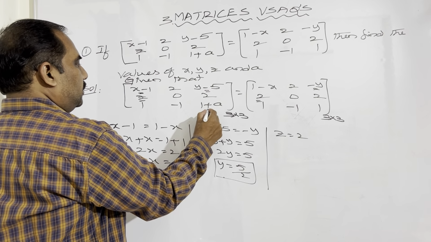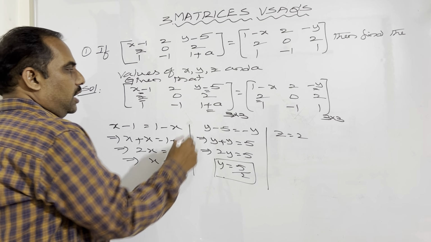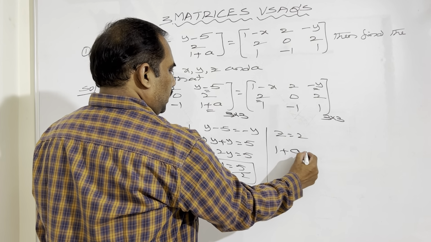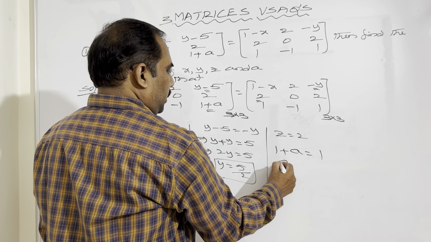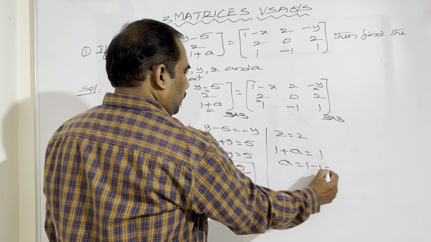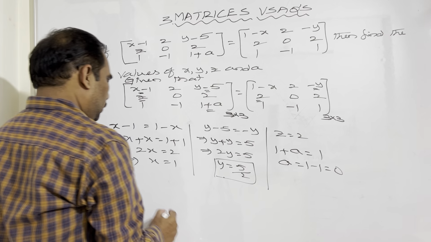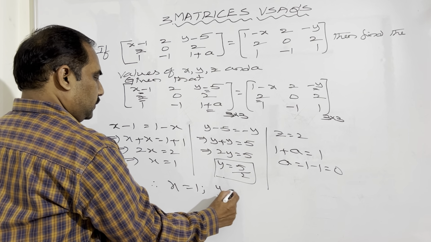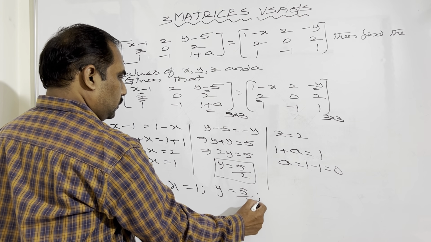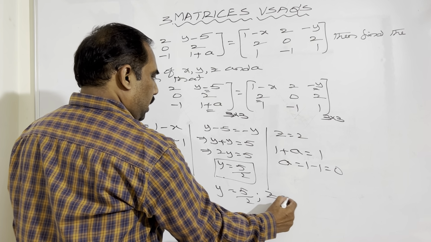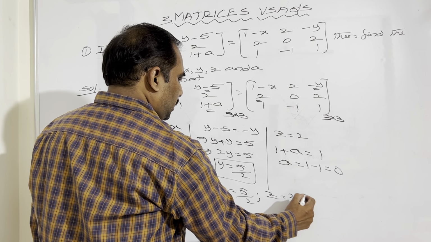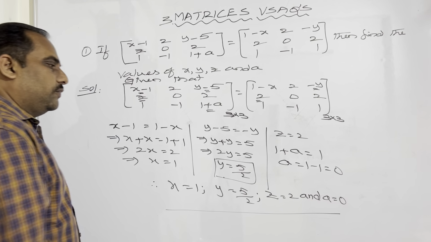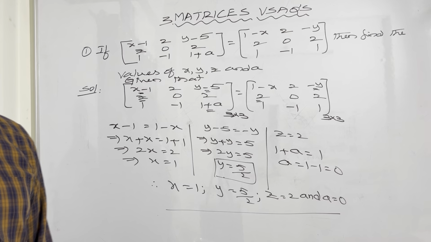To find the value of a, the corresponding element gives 1 plus a is equal to 1, so a is equal to 1 minus 1, which is equal to 0. Therefore x is equal to 1, y is equal to 5 by 2, z is equal to 2 and a is equal to 0. Like this we can find the x, y, z values.